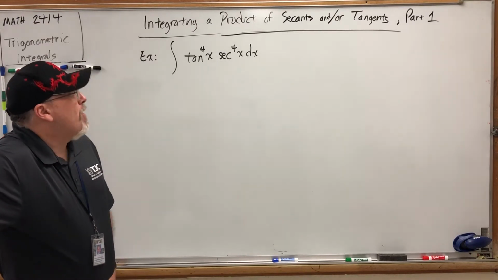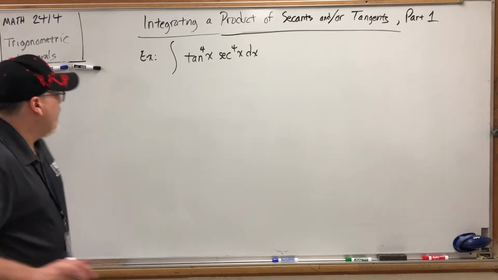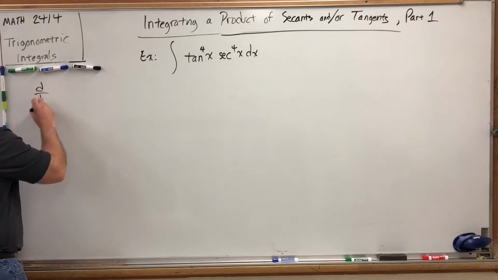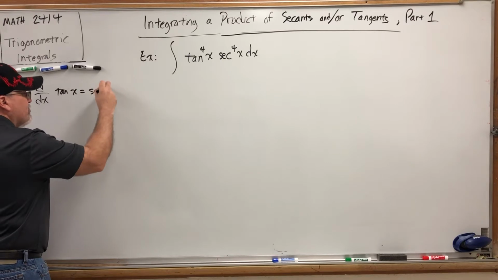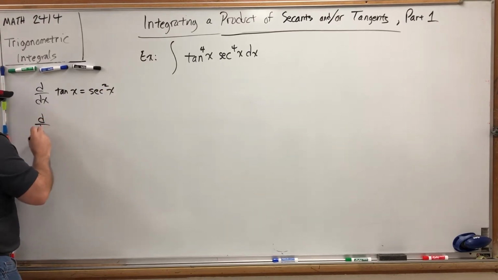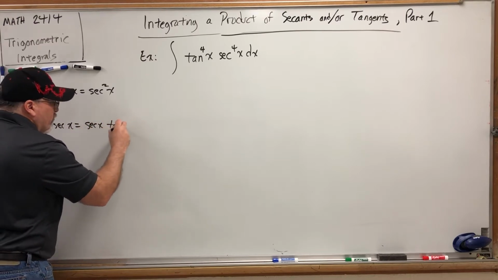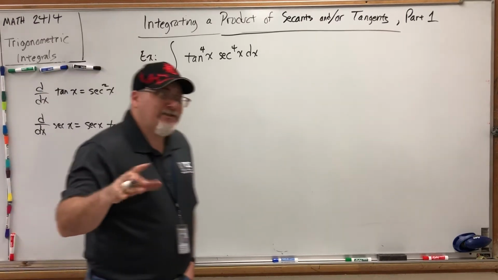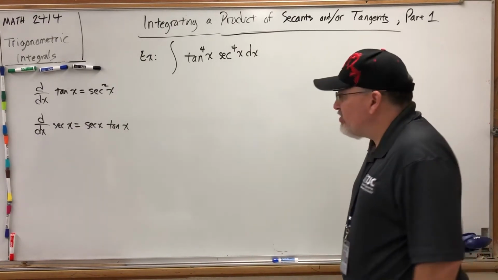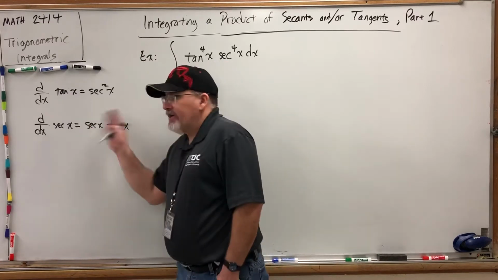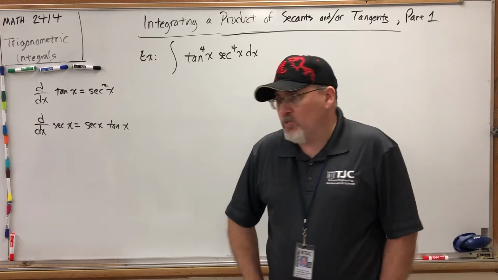Now, you may be wondering why secants and tangents lump together. It's because their derivatives are related to each other. Recall that the derivative with respect to x of tangent x is equal to secant squared x, and the derivative with respect to x of secant x is secant x tangent x. Those are derivative rules from Calculus 1 that I expect you to just flat out know. So anytime you're integrating a mess of tangents and secants, because their derivatives are related to each other, that's a suggestion that their integrals should be related to each other as well.